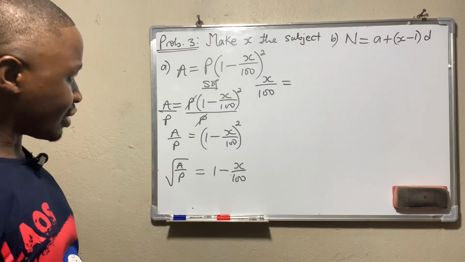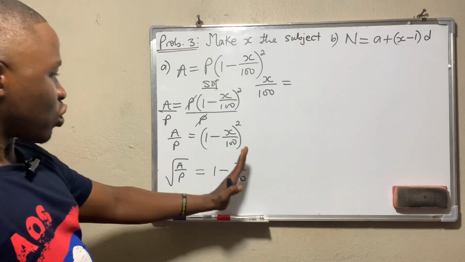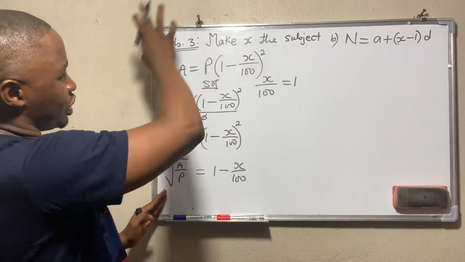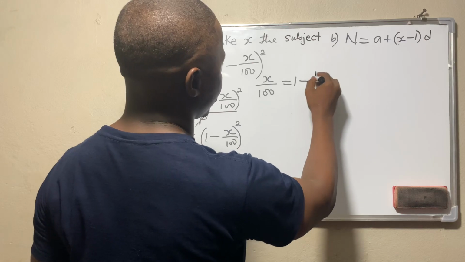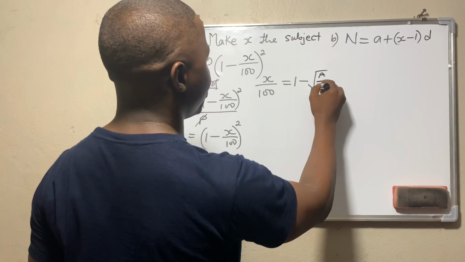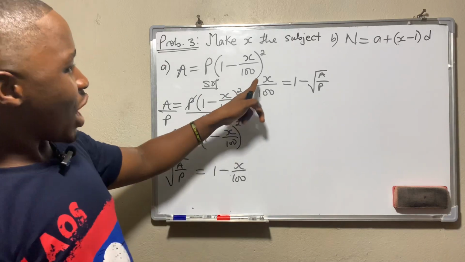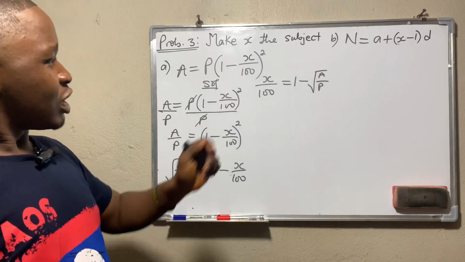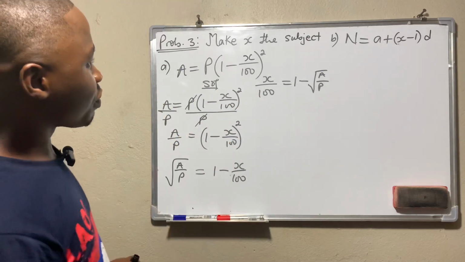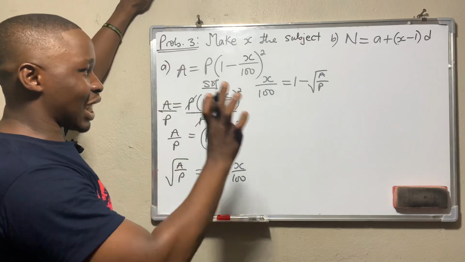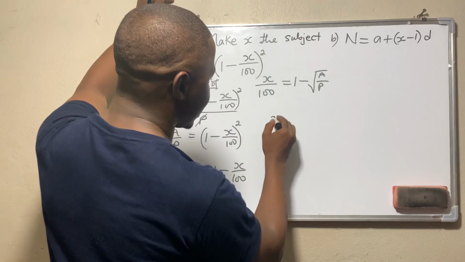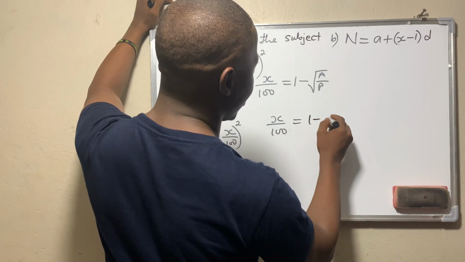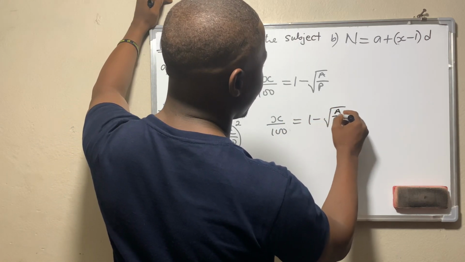So what is next? Once this one goes to the left hand side, this is already on the right hand side with 1. We move this one to the right hand side, minus the root of a over p. Okay, we are not finding x over 100. We are making only x the subject. So we don't even need this 100. So what do? We multiply both sides by 100. Let's see, x over 100, 1 minus the root of a over p.